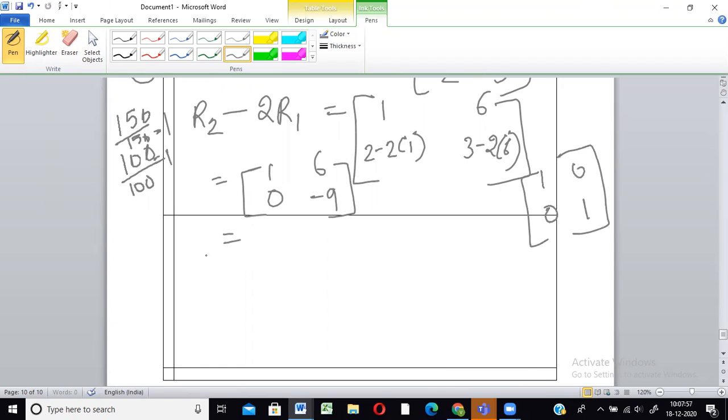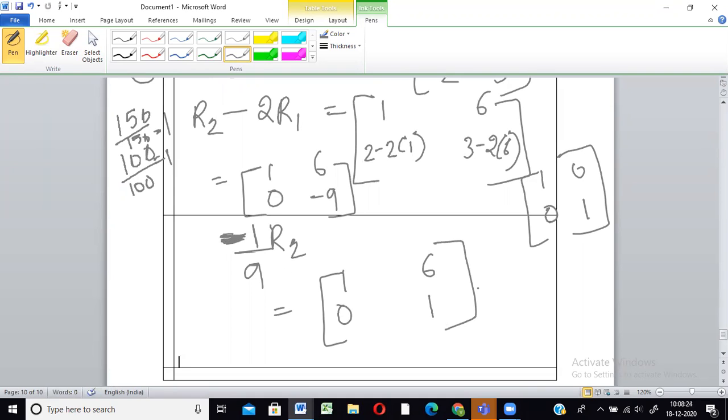So यहाँ पे 1 चाहिए, what will we do? We will divide throughout by minus 9, right? So that will be minus 1 by 9 R2. Yes, R2 को divide by minus 9 करेंगे. ये तो 0 है, तो 0 divided by anything will be 0 only. So we're not concerned. So this becomes 1, 6 first row as it is. This becomes 0, minus 9 by minus 9, okay? So that gives me 1.